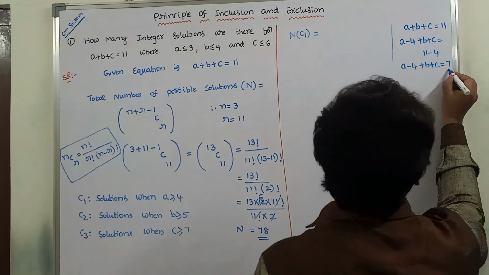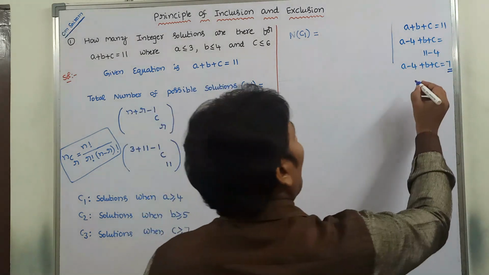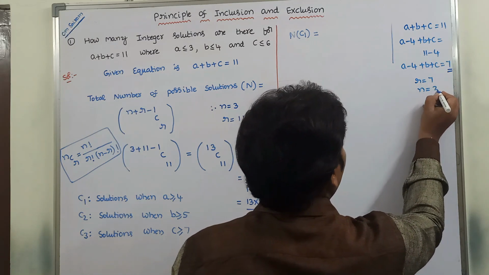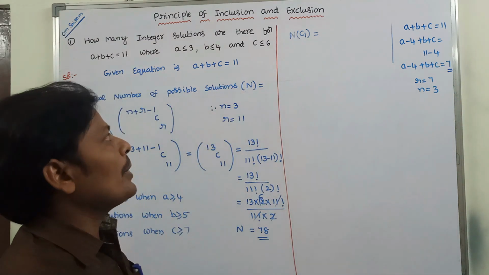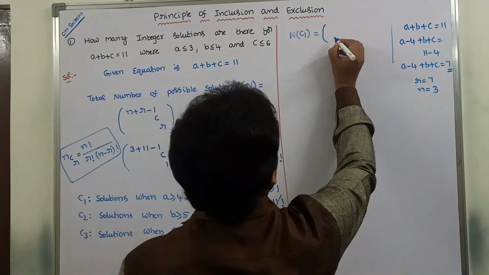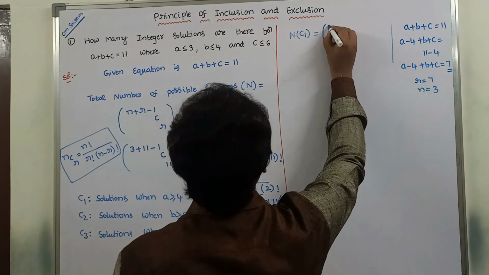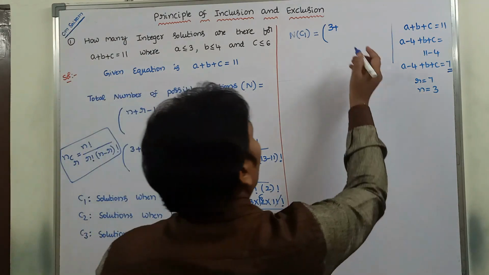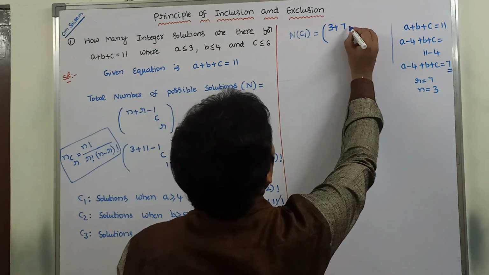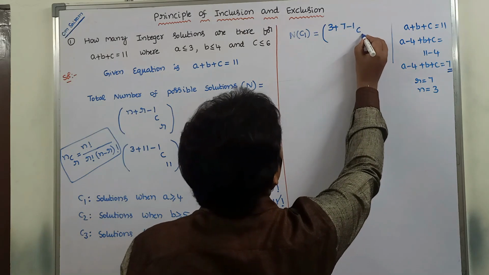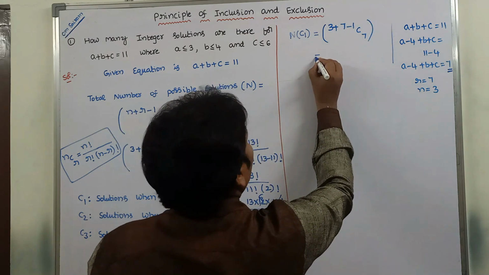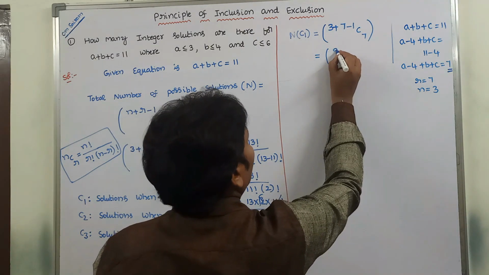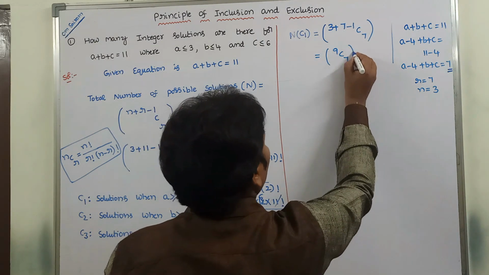So this is the new R value. R value is equal to 7 and N value is equal to 3. Now we have to substitute in this formula. N value is 3, means 3 plus, same formula we have to use, 3 plus R value 7 minus 1, C 7. So here 3 plus 7 is 10, 10 minus 1 is 9. 9C7.